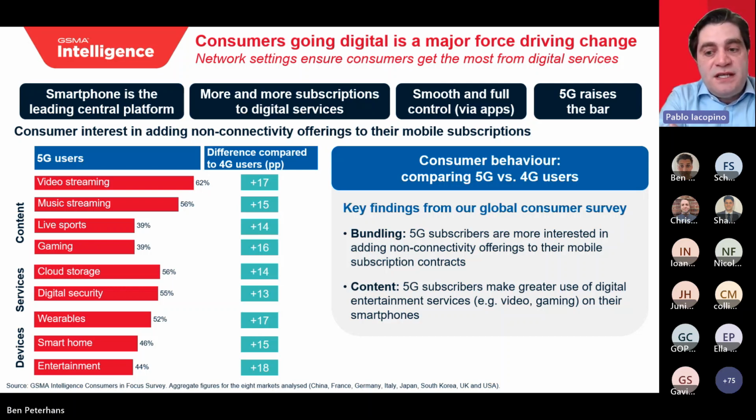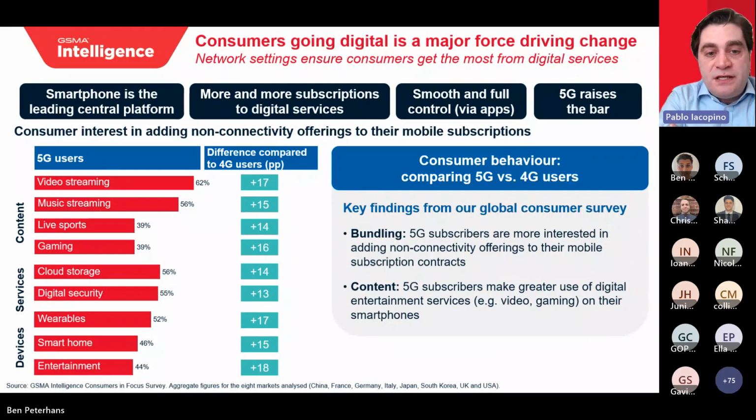One of the trends that we see in the industry is that the consumers are going digital more and more, a trend accelerated by the COVID pandemic. Which means that the network settings are super important to make sure that the consumers can use networks and devices in order to get the most from digital services. Some of the trends that we see in the market is that smartphones are now the central platform for digital services. People use smartphones to have access to a range of digital services. They get subscriptions to digital services, and also 5G is raising the bar.